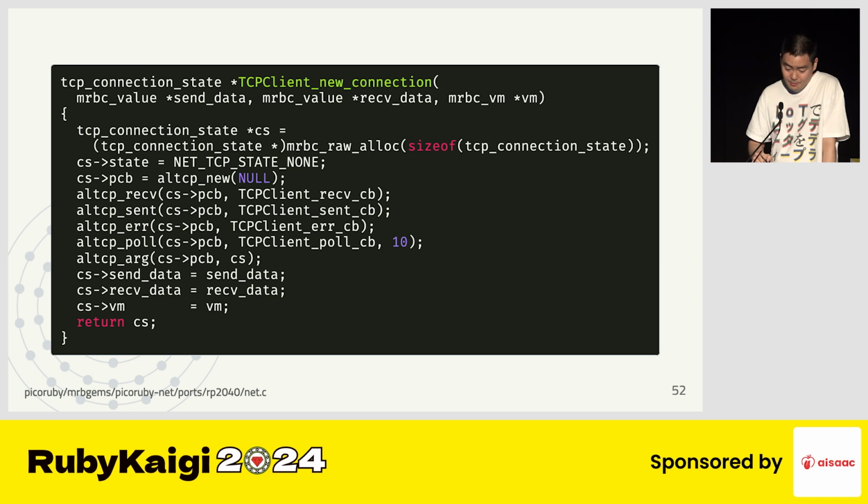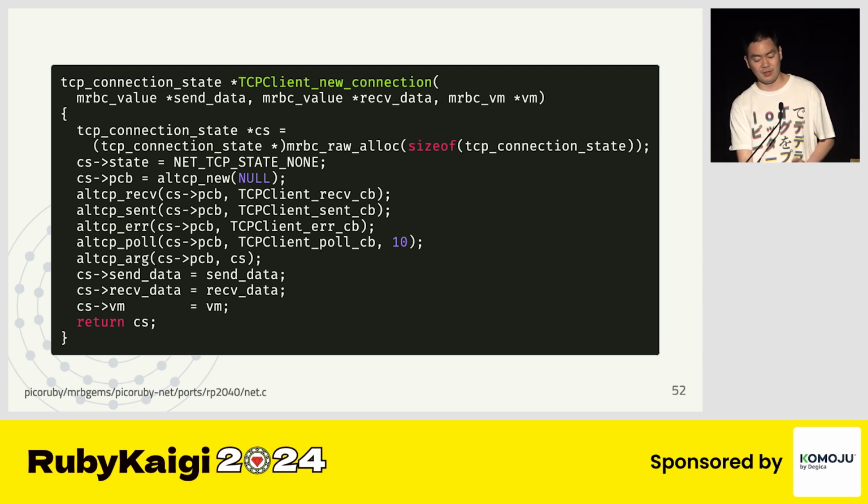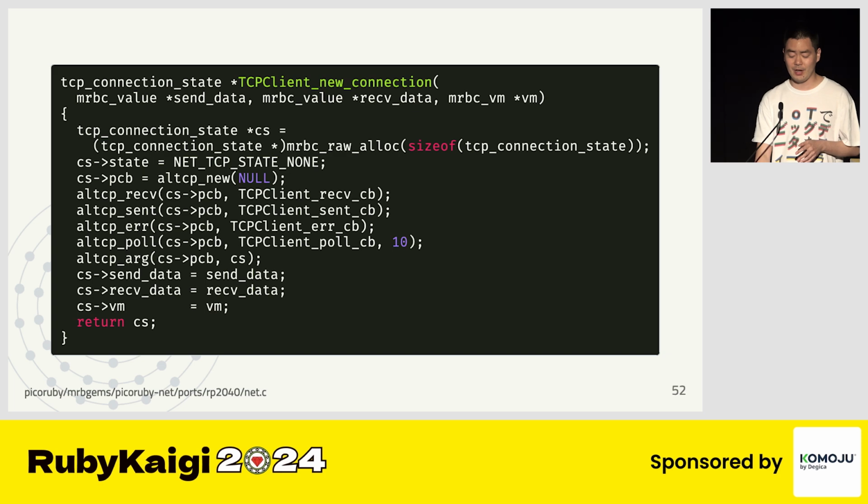First, we will create the PCB with the ALTCP new, and in the TCP connection state, we hold the pointer to two buffers, the MRBC value send data, which is the data we're sending, and the data we will receive will be stored in the receive data MRBC value, and we're also taking the pointer to the VM to call the MRBC free function to free buffers.